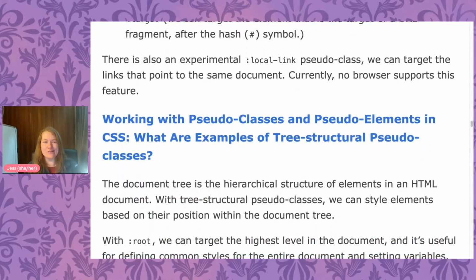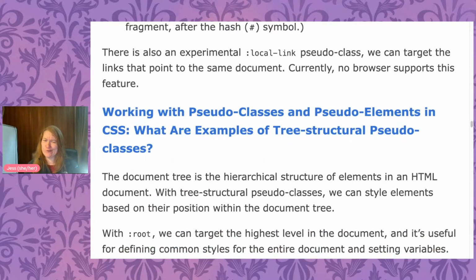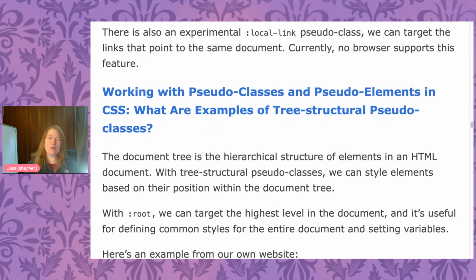All right, this one's really kind of hard for me. I found this conceptually weird. We don't really learn about the document object model much, but when we're talking about a document tree or the document object model, we're talking about the hierarchical structure of elements in the HTML document. We can make pseudo classes that target elements based on their position within this document tree.